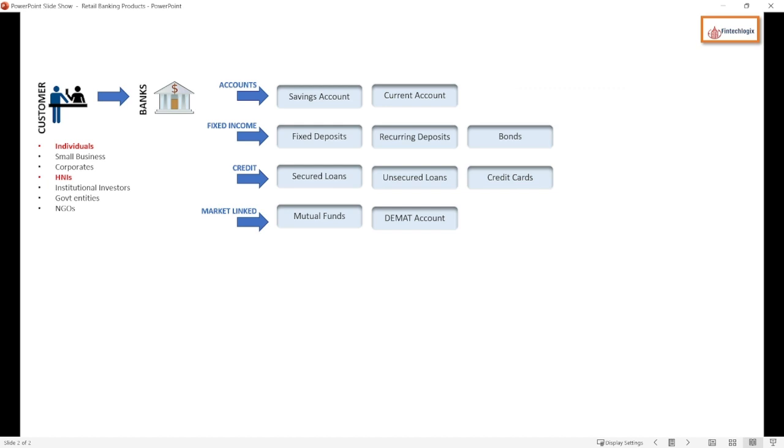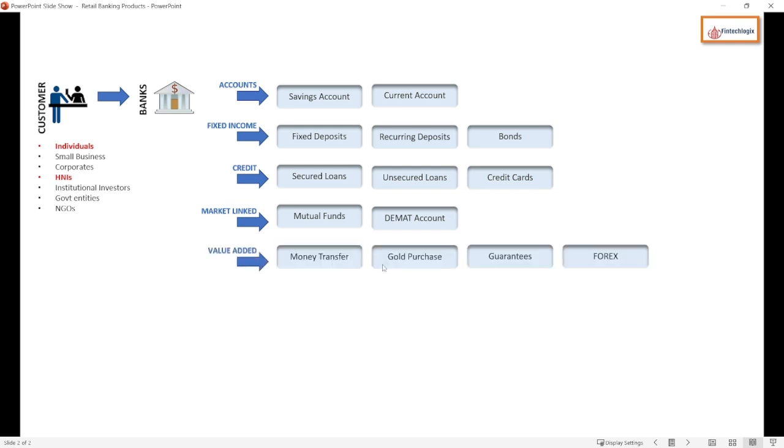The next category are market linked products. So in market linked, you would have mutual funds or a demat account that is being created for a customer to deal with buying and selling of shares, right? Other than this, we have value-added product offerings. Money transfer, let's say, to some third parties, or purchasing paper gold or gold coins or physical gold, right? Getting guarantees backed by an existing deposit that a customer has. So all these come under your value-added offerings.